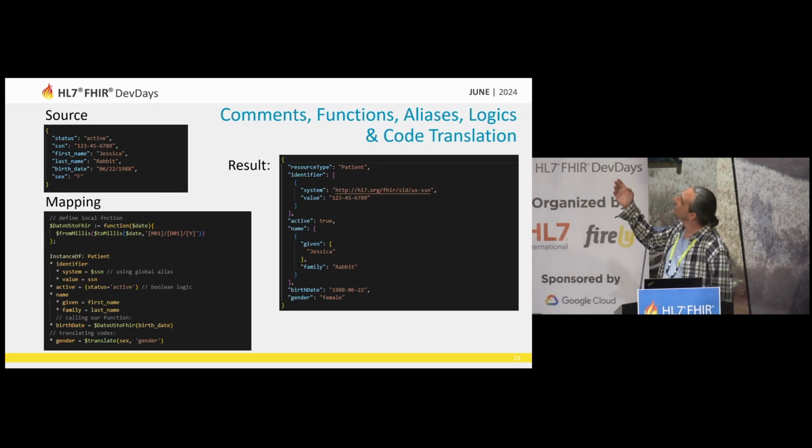So it's a patient. It has the system of the SSN with a value. Active is a Boolean true. The given name is inside the array. The family name is just a string. Birth date has been transformed to the correct format. And the gender is female.